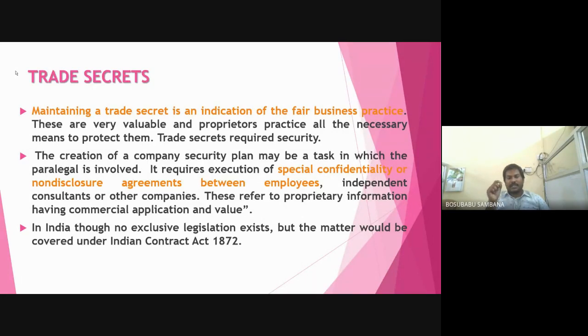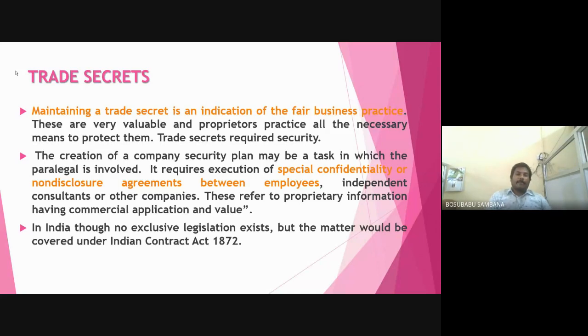The creation of company security plans may be a task in which the paralegal is involved. It requires execution of special confidentiality or non-disclosure agreements between the employees, the owners and users, independent consultants, or other companies. Everyone must follow the non-disclosure agreement. These mainly refer to proprietary information having commercial value. In India, though no exclusive legislation exists, the matter would be covered under the Indian Contract Act of 1872, and later the 1954 Trade Secret Act.